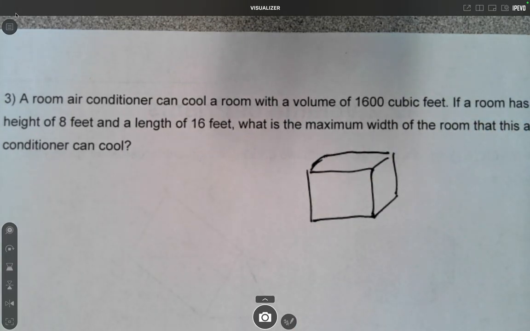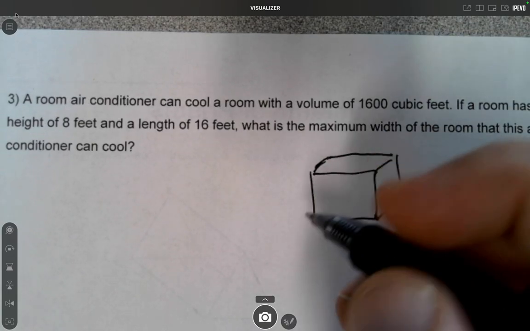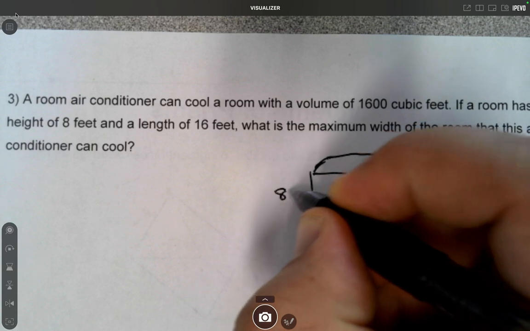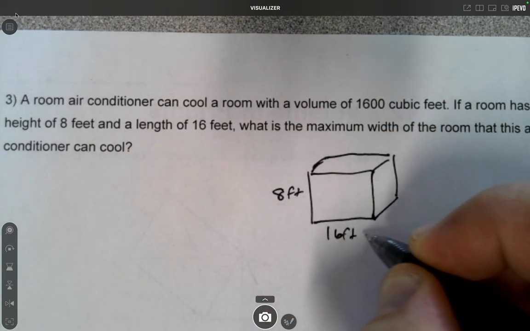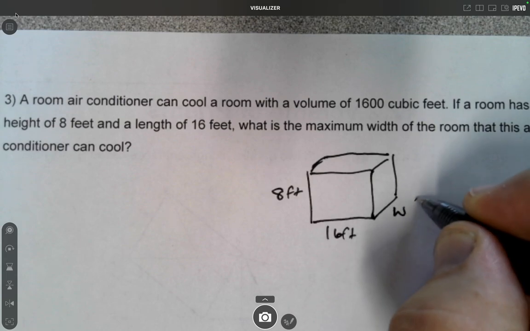Here's our room. It looks happy. Looks like we're living in a cardboard box. But the height is 8 feet, so the height is 8 feet. The length is 16 feet. What we don't know is the width.